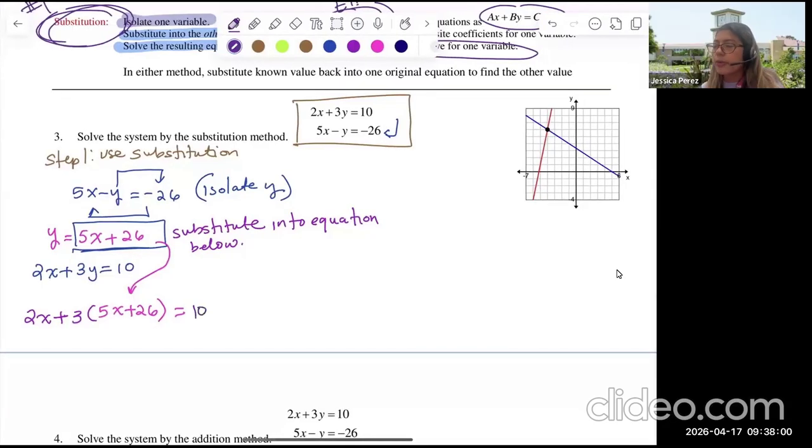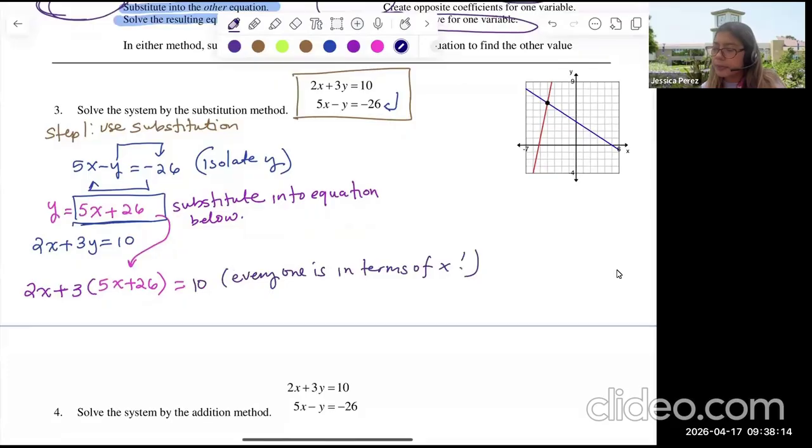Now everything is in terms of one variable, in terms of x, so I can solve for it. Let's clean it up. 2x plus 15x plus 78, because I'm distributing 3 times 5, that's 15, and 3 times 26. What's 3 times 26? That's 78, equal to 10. Now I'm going to combine 2x and 15x. That's going to give me 17x.